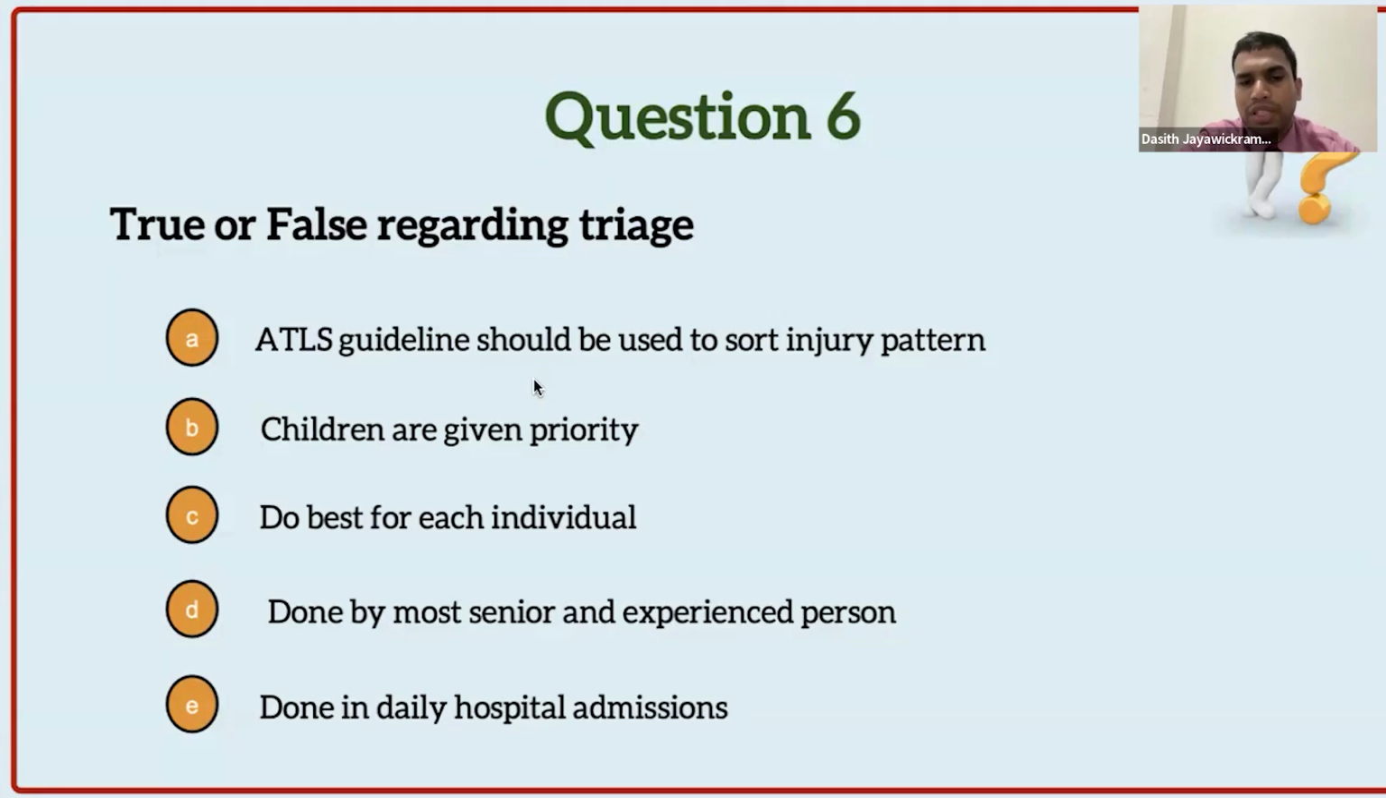Children are given priority. Is it true? No, there's nothing called children. It depends on the type of casualty, mass or multiple. If it's multiple, the patients with the highest life-threatening conditions are treated first. If it's a mass casualty, people who have the biggest chance of surviving are given the treatment first. So being a child is not a priority in triage in mass casualties. Okay, so that is false.